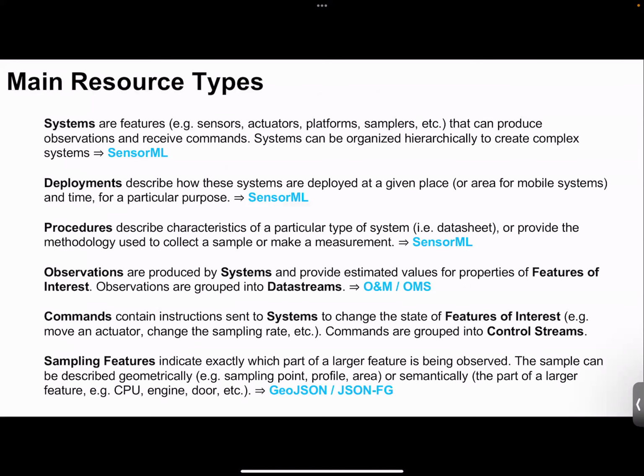It's a RESTful interface, therefore there are resources. But I just want to call out a few things. How do we describe a system? All these things are systems, whether it's a drone or a satellite or a control system. To us, it's just a system. It's a connected system. Deployments matter because where the system is deployed in space and time, with precision and accuracy, really, really matters.